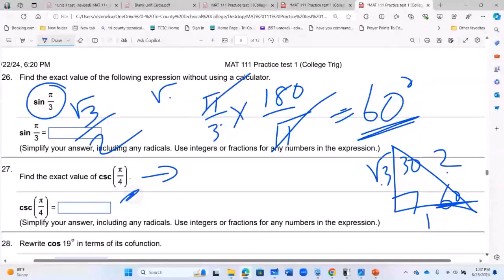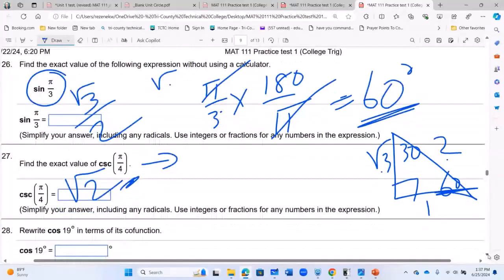Then the next thing is, okay, what is the angle? 45 degrees. Then you're going to use the 45, 45, 90 special right triangle. And the sine of 45 degrees is 1 over root 2 or root 2 over 2. But if sine is 1 over root 2, therefore cosecant is root 2, the reciprocal, and so on.